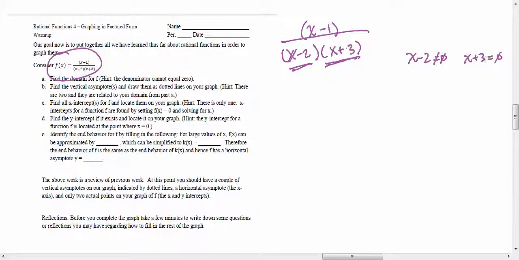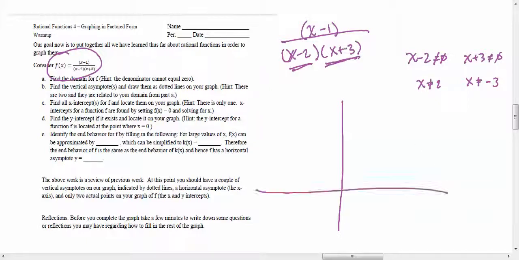Usually we say cannot equal 0, and that's actually true too. x minus 2 cannot equal 0 because if that were true, it would make the denominator 0 and that would be a domain problem. So x cannot equal 2 and x cannot equal negative 3, which tells me my vertical asymptotes, because at positive 2 and at negative 3 I have a problem. This is x equals positive 2, and this is x equals negative 3.